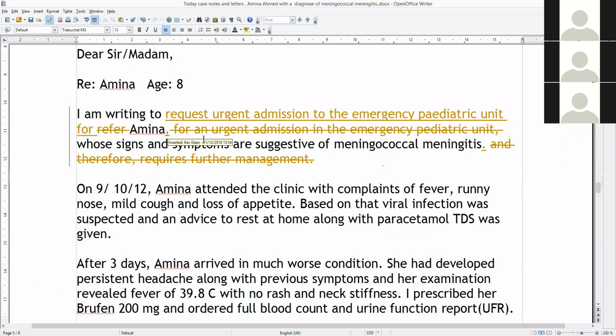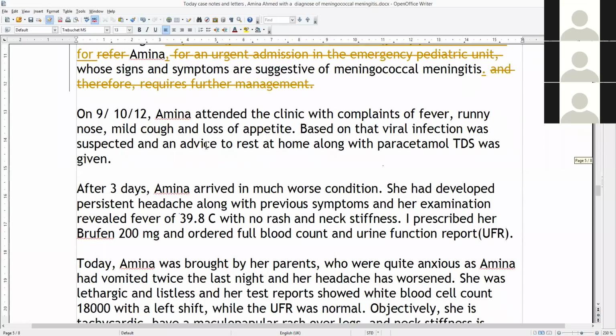A comma, relative clause, whose signs and symptoms are suggestive of meningococcal, if I've said that right, meningitis. So that's a little better now. She attended the clinic with complaints of fever, runny nose, and cough, and based on that, comma, based on that, a viral infection was suspected.